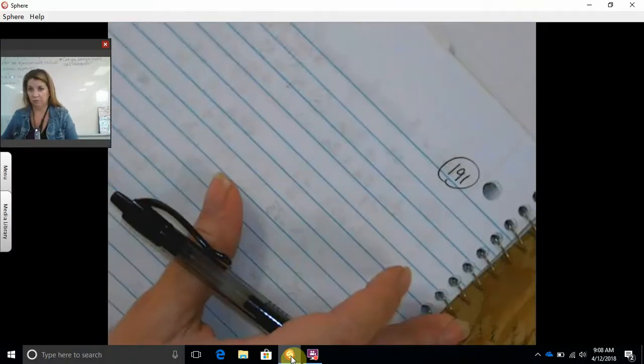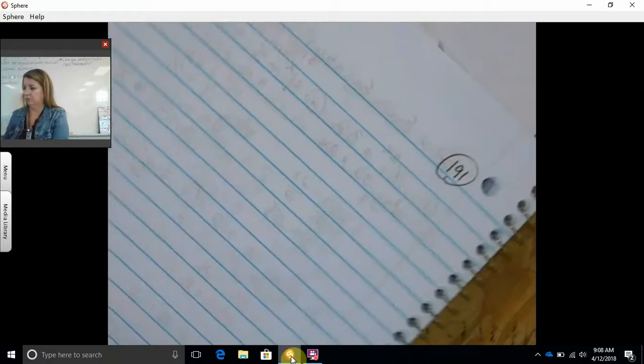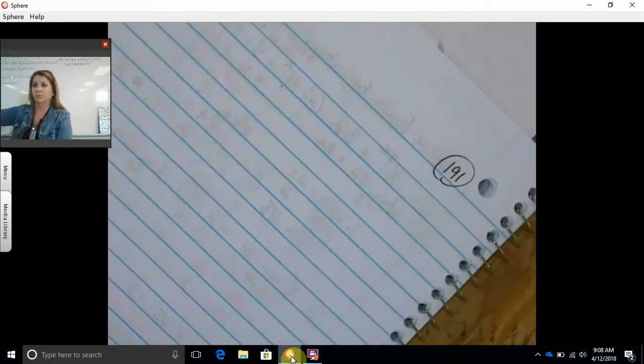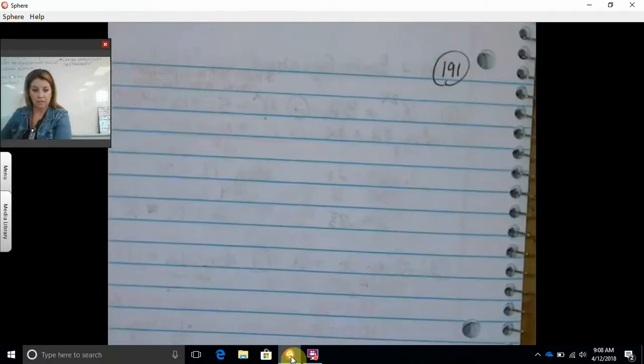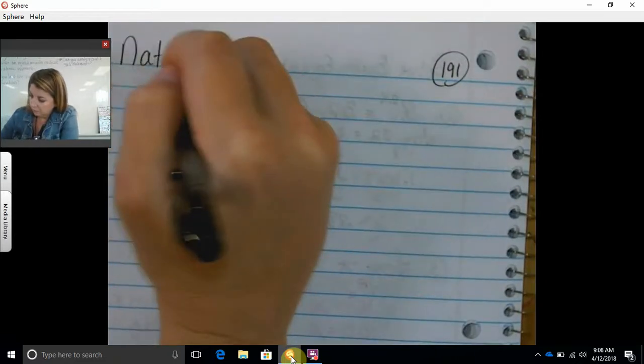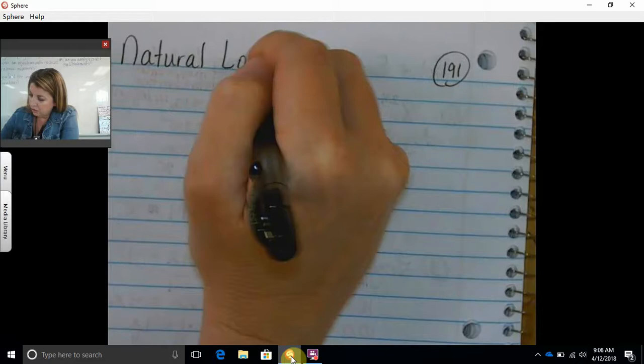Okay, this is page 191. And this is called natural logarithms. Natural logarithms.